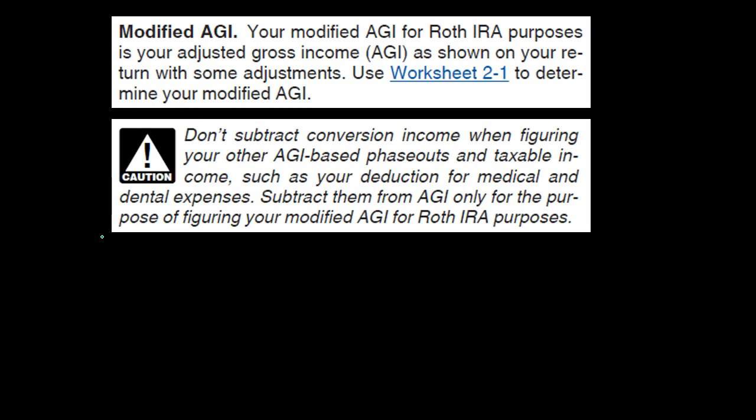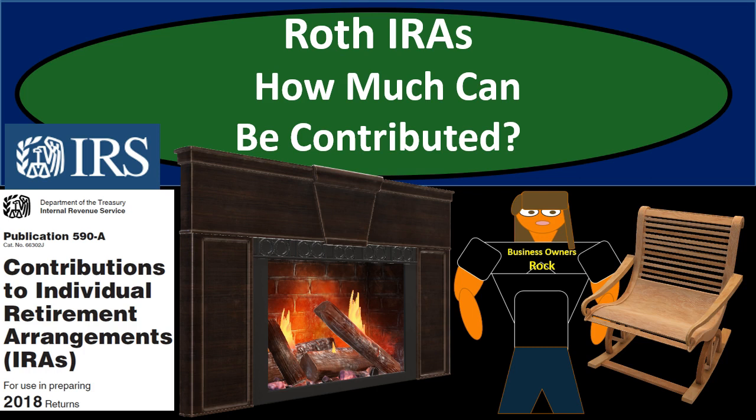Caution: don't subtract conversion income when figuring your other AGI, adjusted gross income, based phase-outs and taxable income, such as your deduction for medical and dental expenses. Subtract them from AGI, adjusted gross income, only for the purpose of figuring your modified AGI or for Roth IRA purposes. In this presentation, we'll discuss the question of how much can be contributed to a Roth IRA.